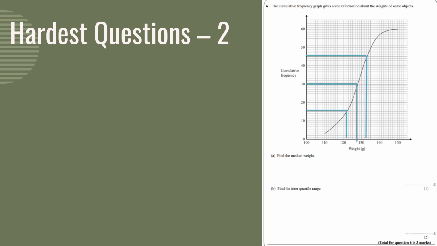So, you plot on all three, which we're going to need. We're going to need the lower quartile, the median, and the upper quartile. The lower, you go at 15, the median, you do at 30, and the upper, you do at 45. Draw all across, then draw all your lines down.